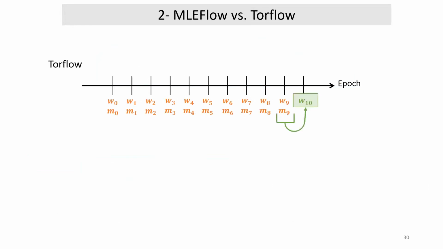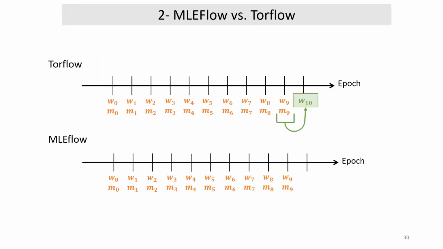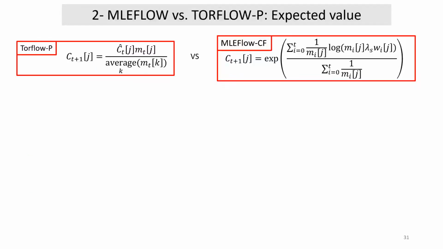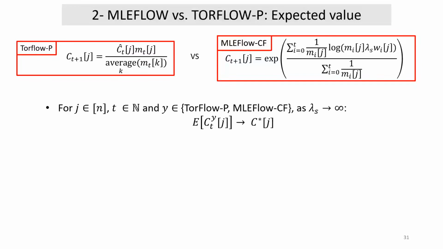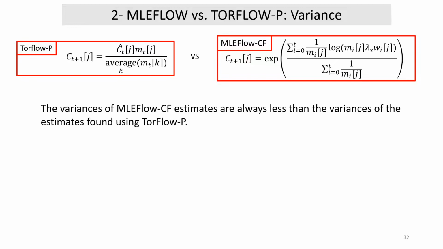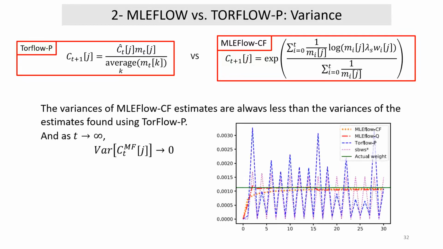Hence, while TorFlow-P will only use the last measurement to estimate the capacity of a relay, MLEFlow will take into account the full history of measurements. Hence, we can compare both those algorithms, and we find that for both algorithms, for any relay J, the expected value of the capacity estimates will go to the actual capacity as the rate of arrival of users goes to infinity. We also find that the variances of MLEFlow closed form estimates are always less than the variances of the estimates found using TorFlow-P. And as t goes to infinity, the variance of the MLEFlow closed form estimates will go to 0.